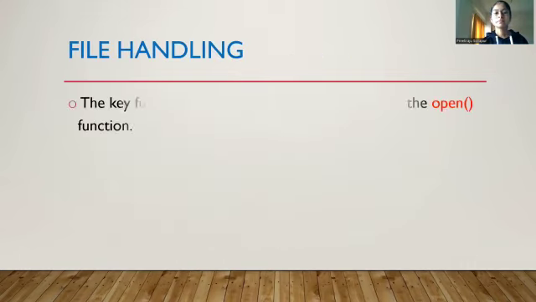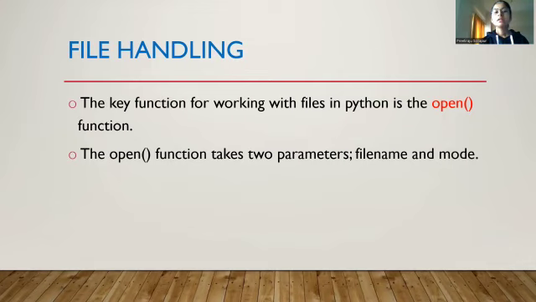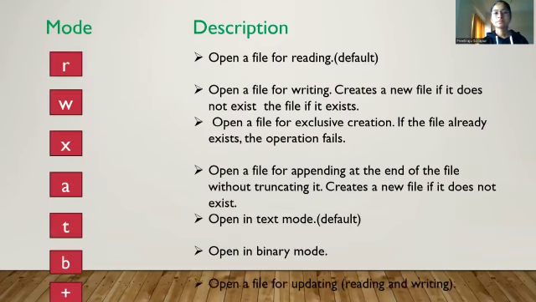File handling. The key function for working with files in Python is the open function. The open function takes two parameters, file name and mode. There are 7 different modes for opening a file.